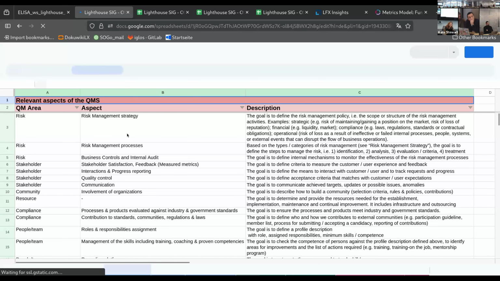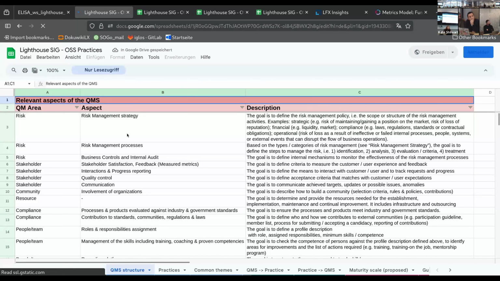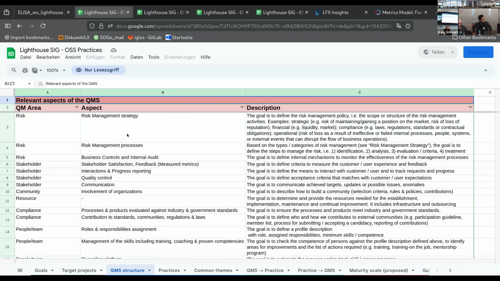So we are extracting relevant areas of the QMS. We always have a certain area, like maybe risk management, and we try to evaluate what the goal there is, what is to be achieved there. So why is this done?